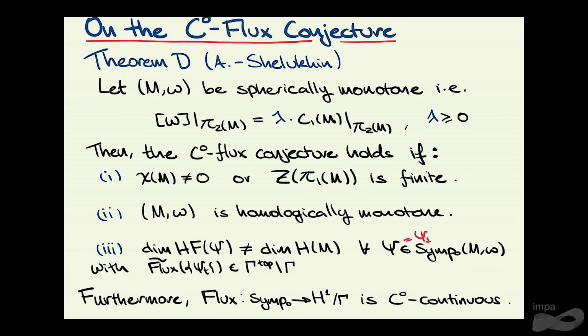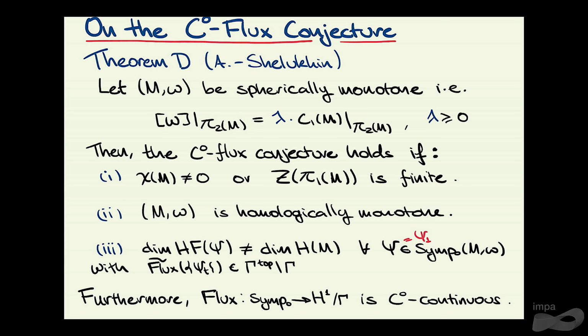So under the assumption that your symplectic manifold is spherically monotone, and by spherically monotone here I mean that the cohomology class of the symplectic form is proportional to the first Chern class on spheres, and this proportionality constant is non-negative, then the C0 flux conjecture holds in either of these three cases. So if the Euler characteristic is 0 or the fundamental group has finite center, then the flux conjecture holds.